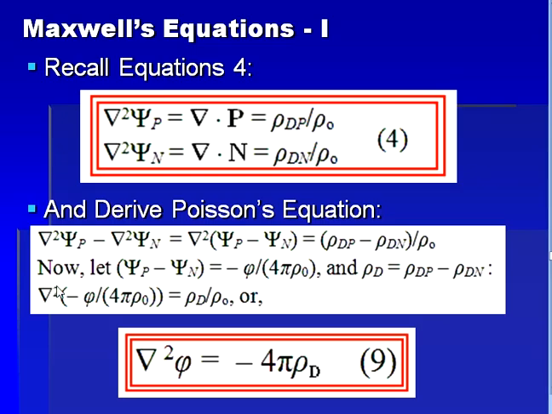This leads us to the equation, by simply substituting in these values, of the Laplacian operating on minus phi over 4 pi rho 0 equals rho sub d over rho 0. Or we can cancel out the rho 0 on each side of the equation and bring the minus 4 pi to the other side to arrive at the equation del squared phi equals minus 4 pi rho sub d.